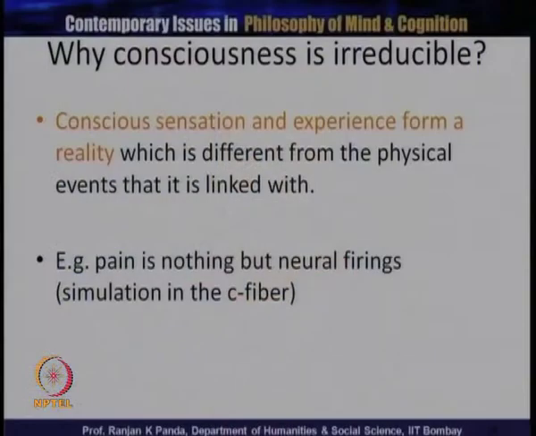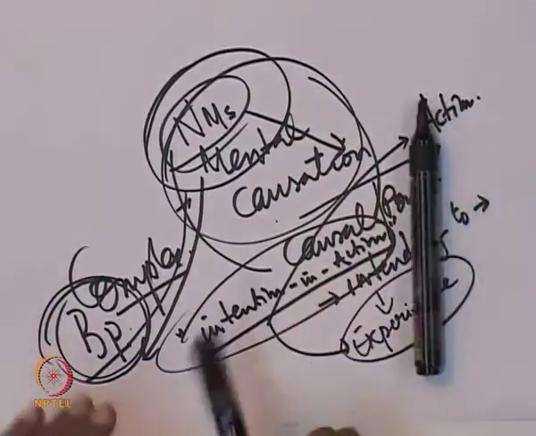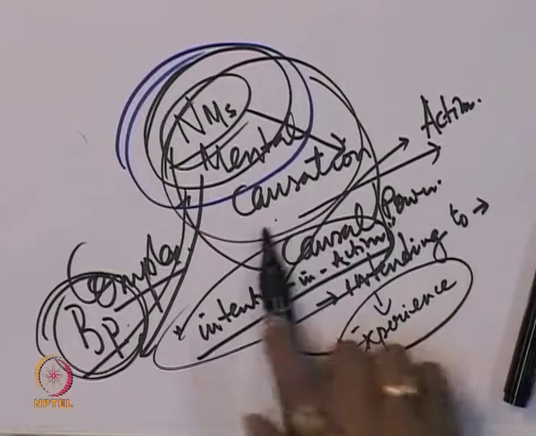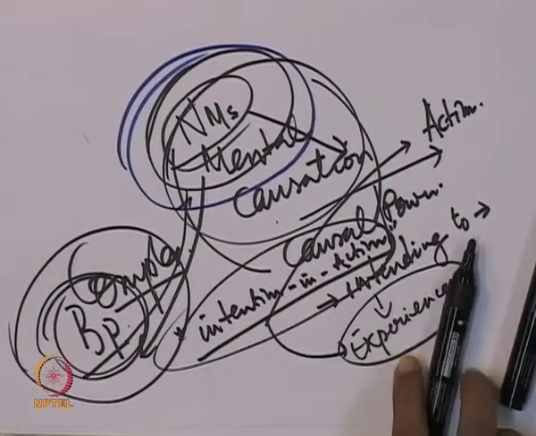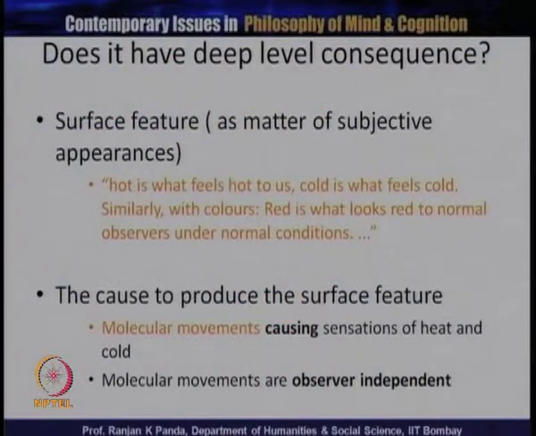Now, why is consciousness irreducible? Consciousness, or conscious sensation and experience, form a reality which is different from the physical events that it is linked with. So, it is a kind of reality. The mental states, or the network of mental states which I talk about, constitute a reality which is different from, say, the physical reality. Now, what kind of reality do they constitute? Does it have a deep level consequence?